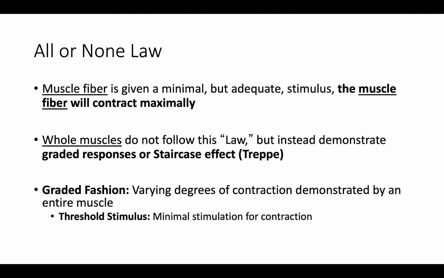So now that we've talked about how muscles work at the molecular and cellular level, we can talk about how they work when it comes to nervous system control. They are governed by what we call the all or nothing law, or all or none law. When a muscle fiber is given a minimal but adequate stimulus, so input from the nervous system, the muscle fiber will contract maximally. But whole muscles do not follow this.